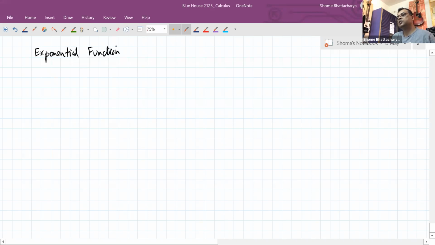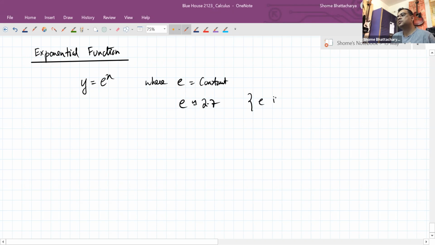Now this function is a very unique function in maths and physics. It has a very important and unique property. So first of all, let us understand what the exponential function is. It is given by the formula y is equal to e raised power x, where e is a constant. E's approximate value is 2.7, but e is actually an irrational number like pi. So it is a number which has a non-terminating, non-recurring decimal. But if we approximate it up to the first place of decimal, it is 2.7.